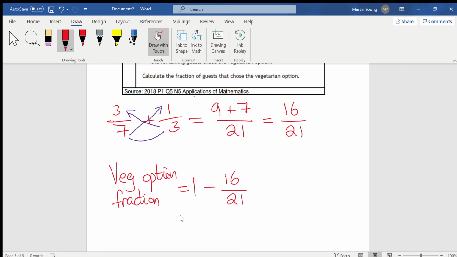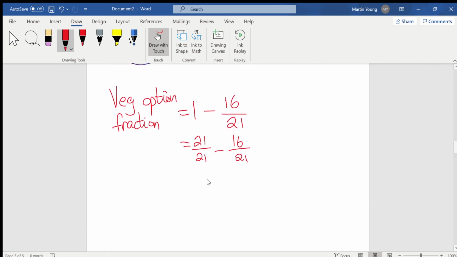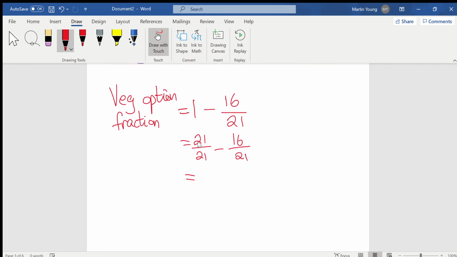So you can just see that. But you can also think about 1 in terms of how many 21ths is that. So it would be 21 out of 21, take away 16 out of 21. Our denominators match, so we just take away the top numbers. So 21 take away 16 is 5. So it's 5 over 21. But hopefully you can just see by looking at 16 over 21 that it becomes 5 over 21.